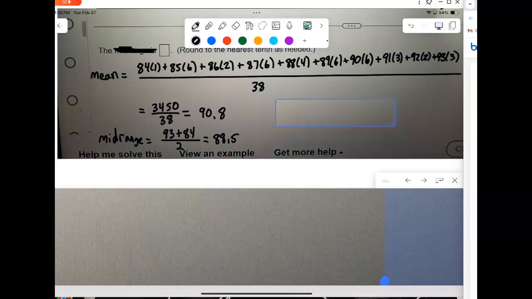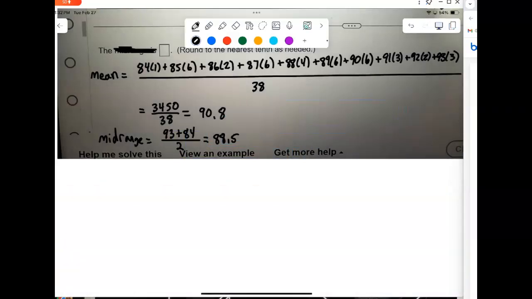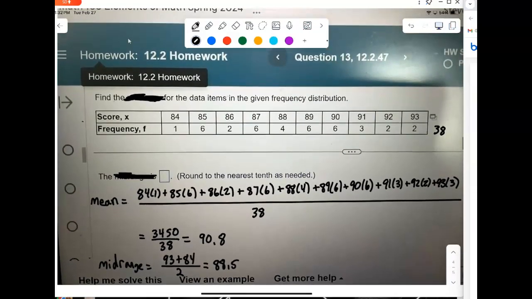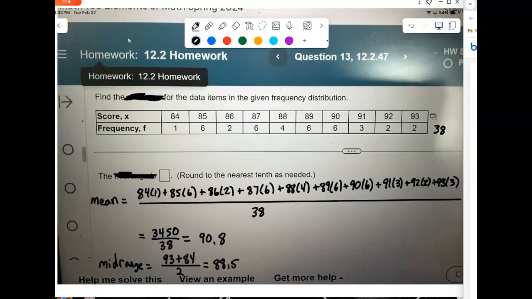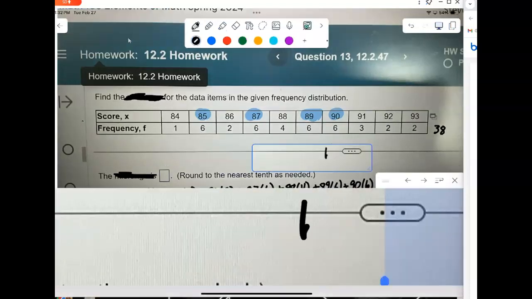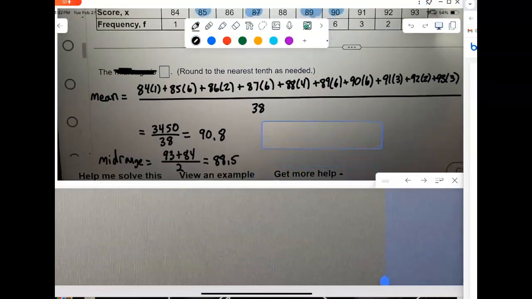Mode is also very easy to do. For the mode, we look and see which one's the most frequent. In this particular problem, we recognize that 85, 87, 89, and 90 are all most frequent. Since there is no single one or two of them that are tied for most frequent, here we would say that this problem has no mode.